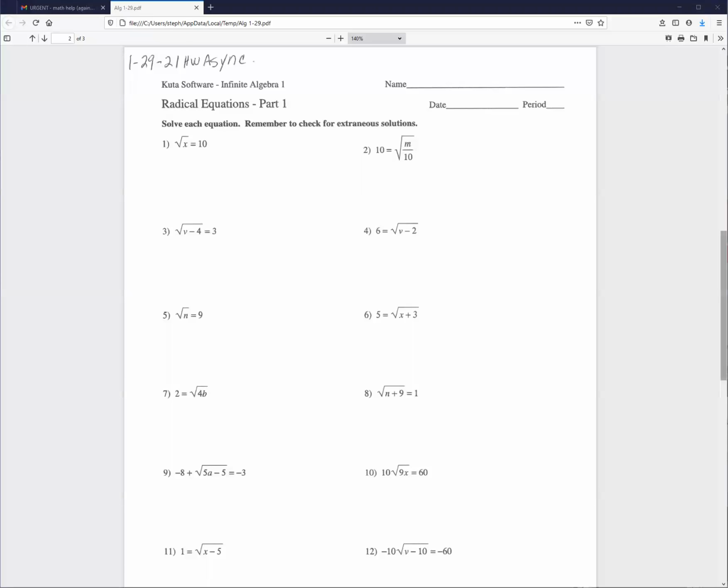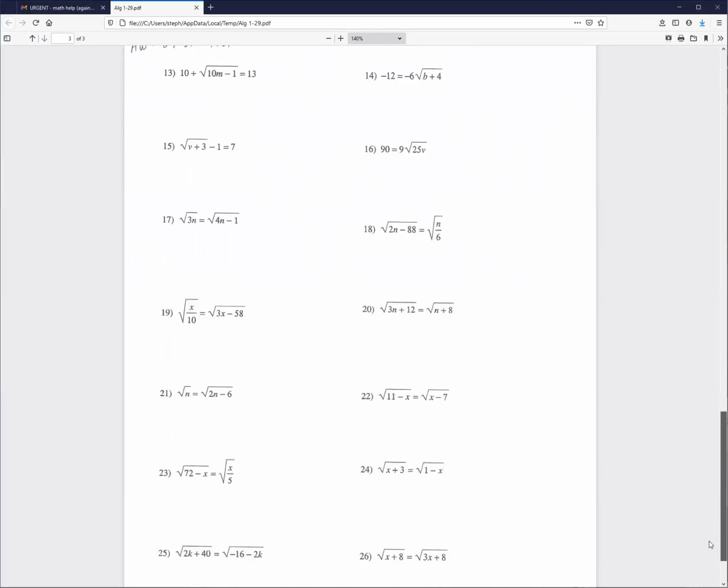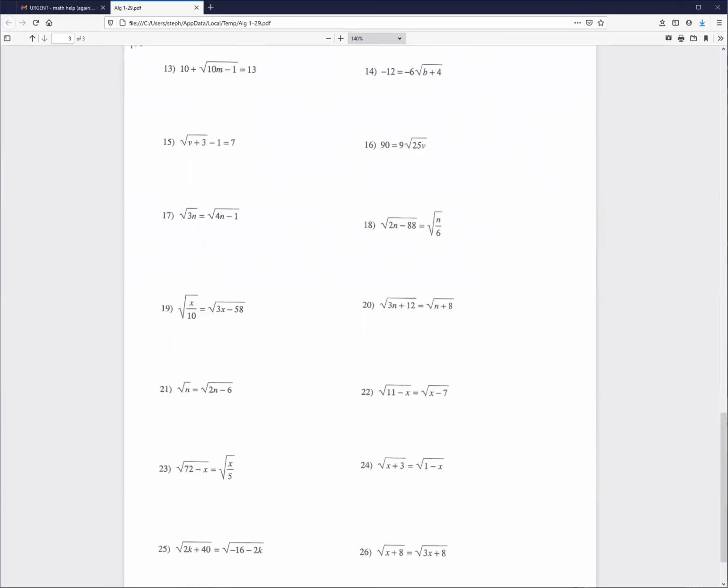Now, what if we were to scroll down and, oh my goodness, there's a whole other page of more of this stuff. Are you surprised after my last videos? I'm sure not. So once again, we'll strip away the layers. The plus 10's on the outside, so square root of 10m minus 1 equals 3. Square both sides, 10m minus 1 equals 9. Add 1 to both sides, 10m equals 10. And divide by 10, m equals 1.